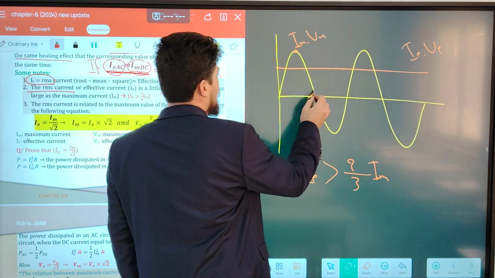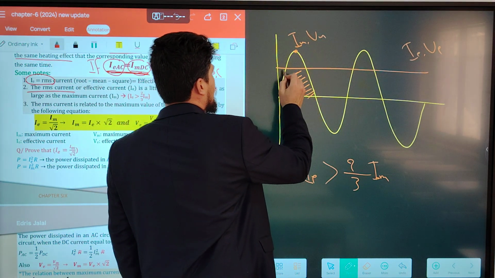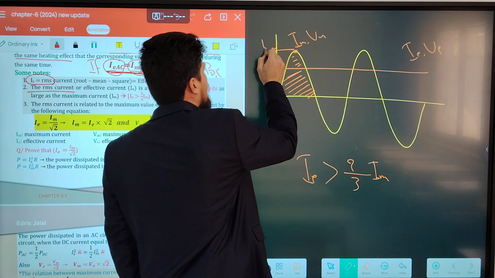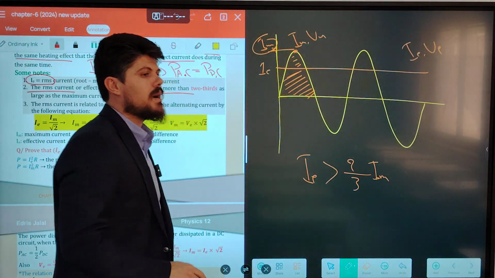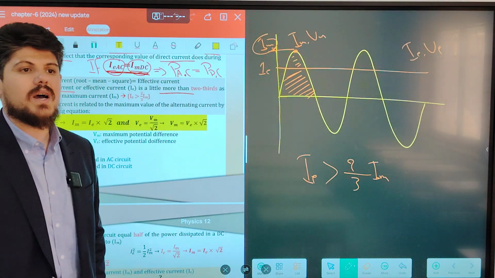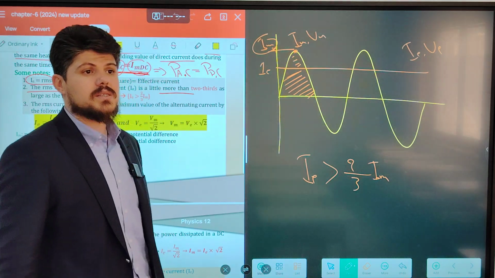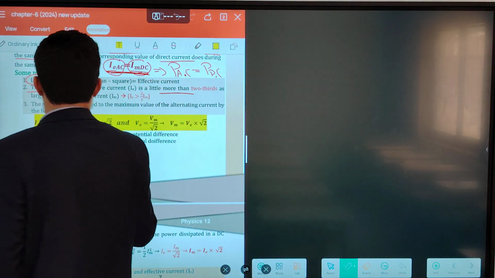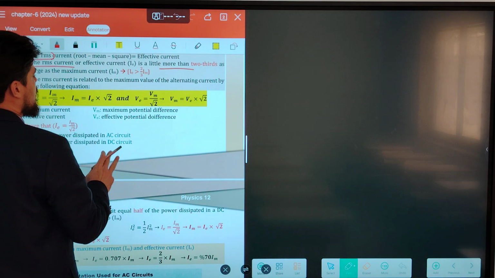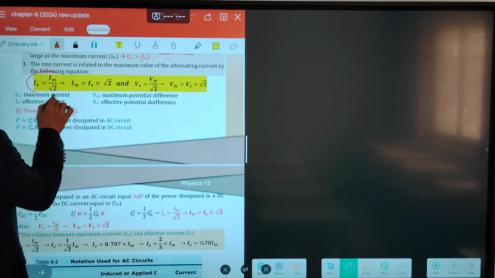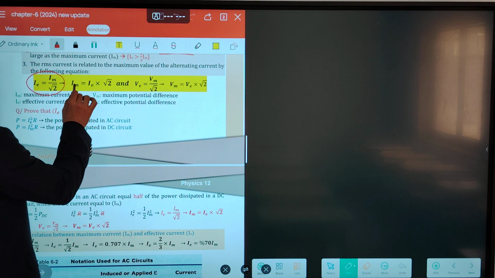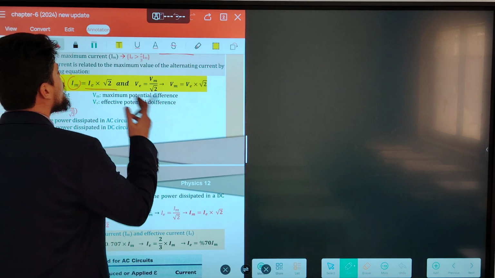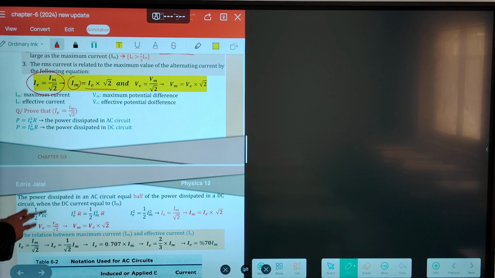Okay? This is IE, this is Im. As a magnitude, the maximum value is always bigger than the effective value, but the effective value has the same effect as direct current. RMS current is related to the maximum value as follows. IE is equal to what? Im over radical 2. Rearranged, Im is equal to what? IE times radical 2. For potential difference, it is the same thing. It doesn't matter. Okay?